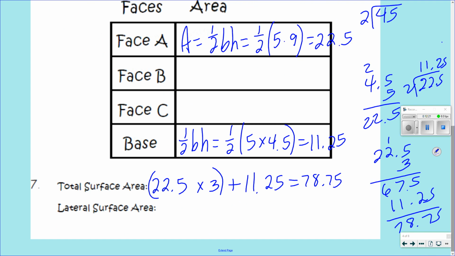Okay, and what are these? Square meters. And so then what would be the lateral? Yeah, it was just this part before I added the base. So 67.5 square meters. Okay. So honestly, I don't think it's much harder. It's just a little bit longer because of triangles, right? Okay, is everybody good?